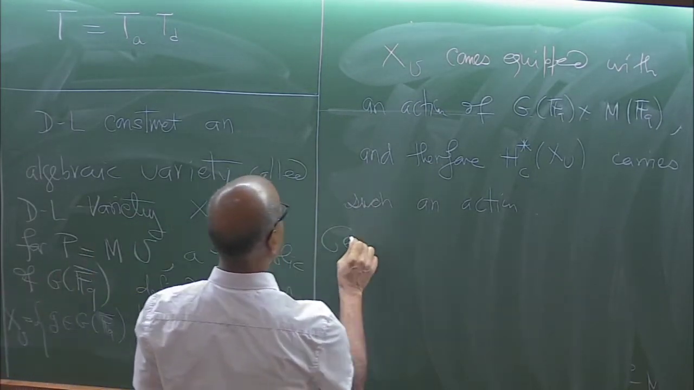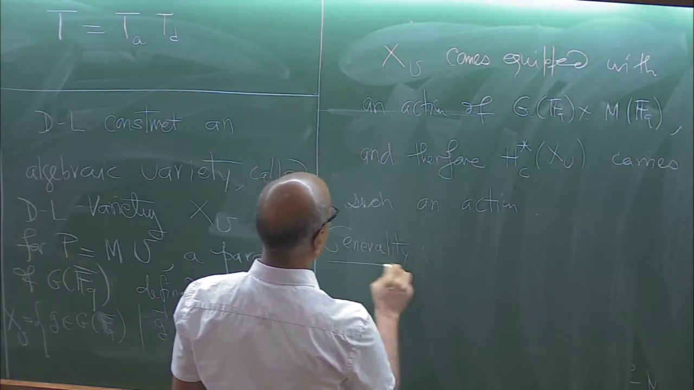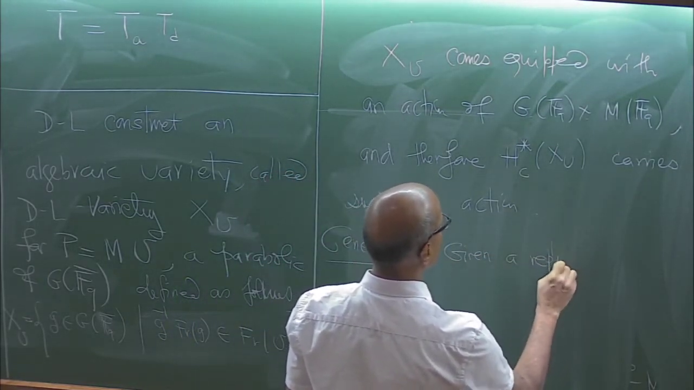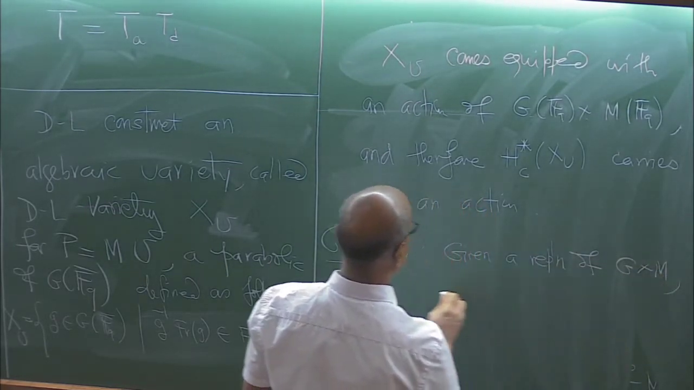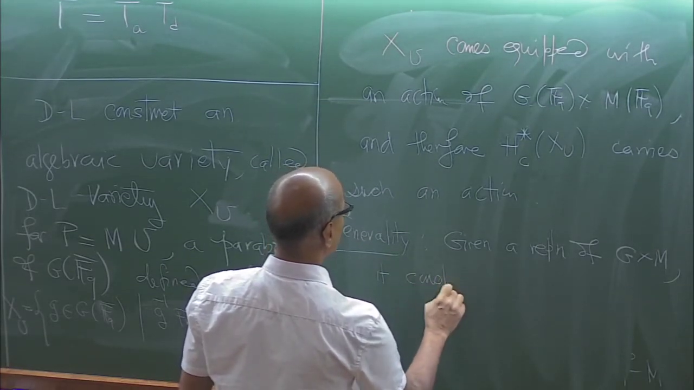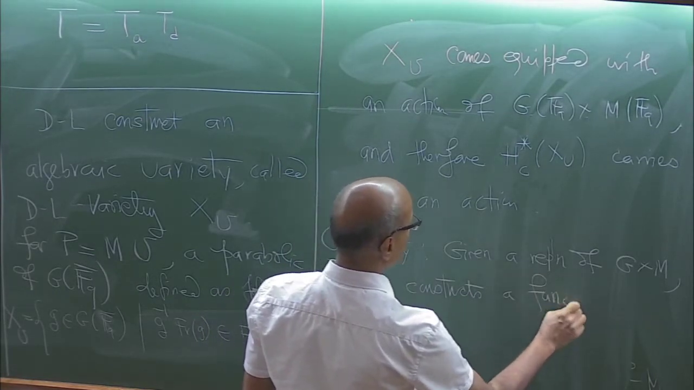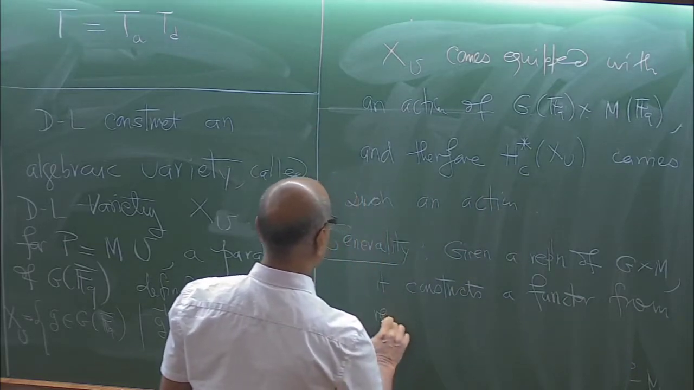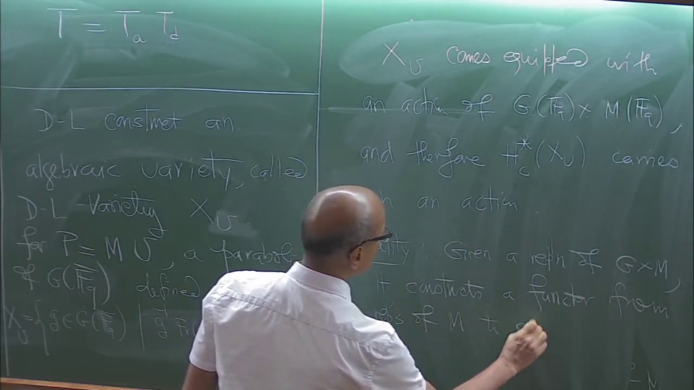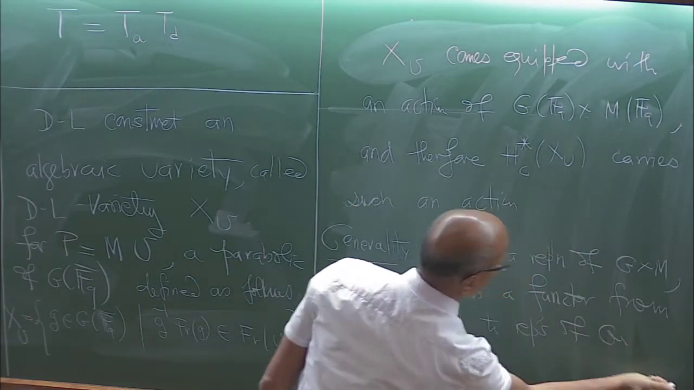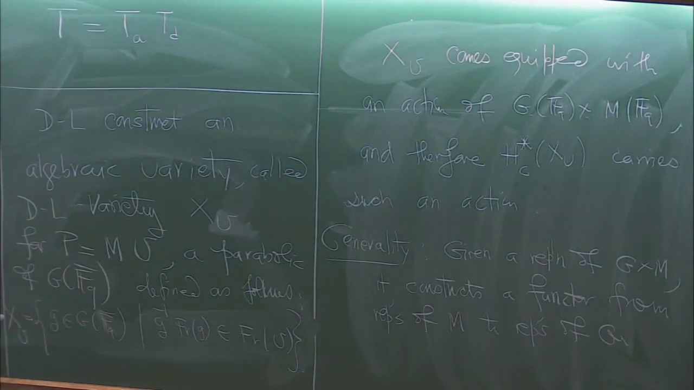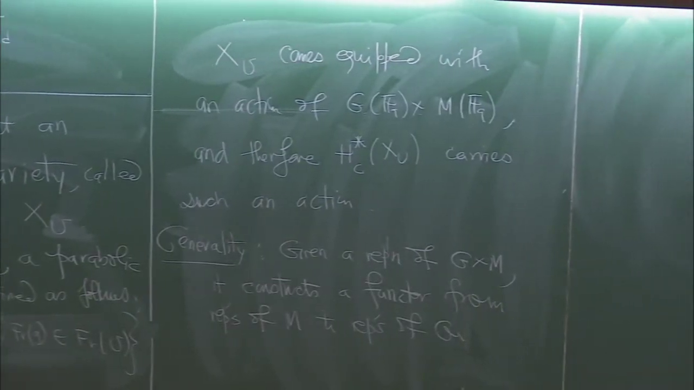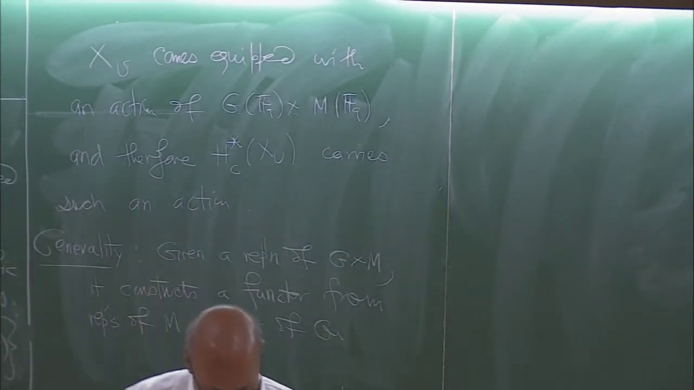So generality, given a representation of G cross M, it constructs a functor. As I said, it just means that on that representation, you take a particular isotypic component for M that becomes a module for G. So, of course, one can define whatever one wants to, but the main thing is to prove appropriate properties of this functor, and that's certainly what is difficult.